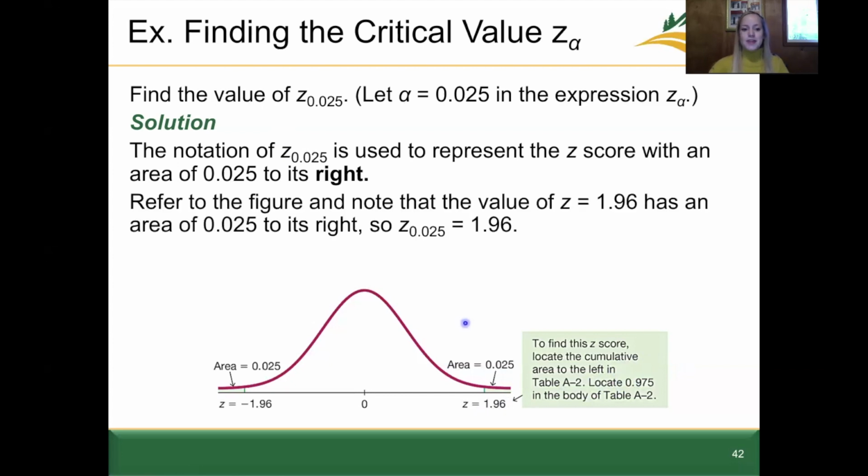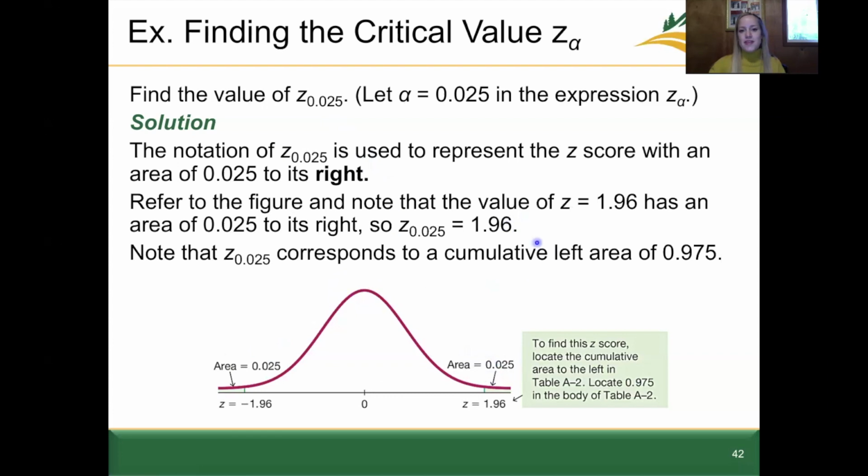Okay, so to review, we can make a figure like this. I think it's helpful. We know that our alpha value, our area value, is 0.025 to the right, given this notation. Using the table, that's not going to help us necessarily. We need to find the area to the left, so we take the total area, 1 minus 0.025. This cumulative area to the left then is 0.975. We can look up this value in our table A2 and find the corresponding z-score of 1.96.